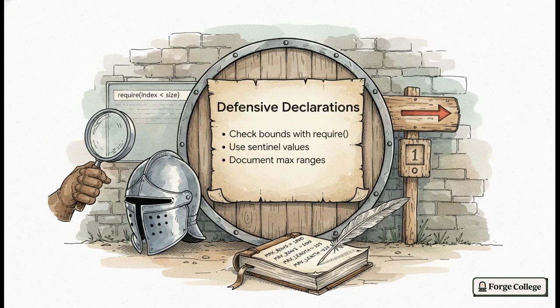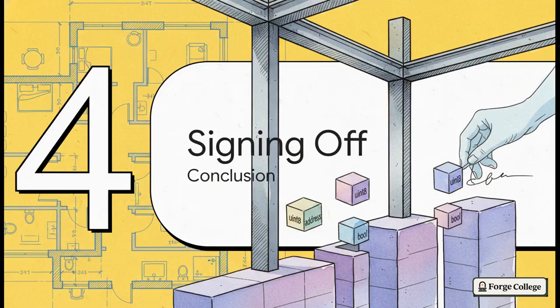For example, just start your user IDs at 1, so that an ID of 0 clearly, unambiguously means uninitialized. And most importantly, document your maximum ranges in the comments. A year from now, when another dev upgrades this contract, those simple comments will save them from completely breaking your carefully crafted storage packing. And that brings us to Section 4, signing off the blueprint.